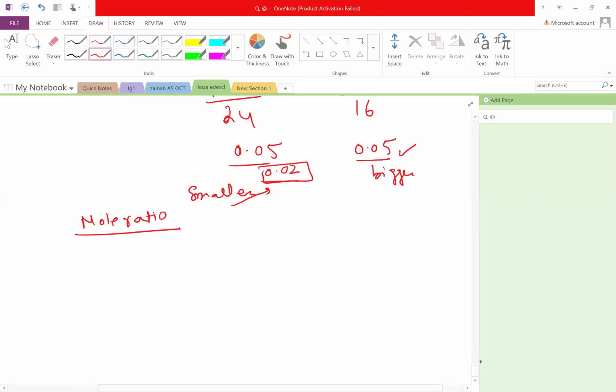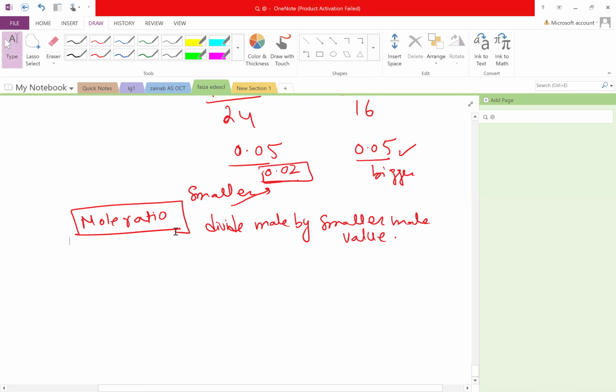What is mole ratio? Divide moles, basically divide moles by the smaller moles value. Got it? So the first step, what we did, we found the mole ratio. Second step, to find the empirical formula, we have to find the mole ratio. And how to find the mole ratio? We have to divide the moles which we have calculated by the smaller number of moles.